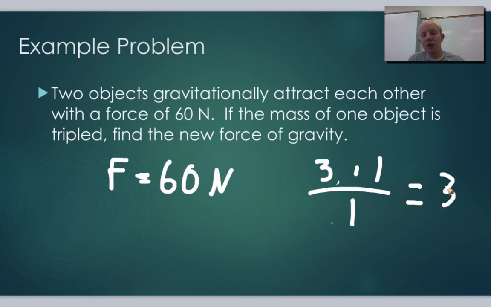Which just means we have 3 times as much force, which makes sense. We're directly related, so if we triple the mass, we should get triple the force. So we just take 60 newtons, times it by 3, and we should get that the new force is 180 newtons. But there we go.